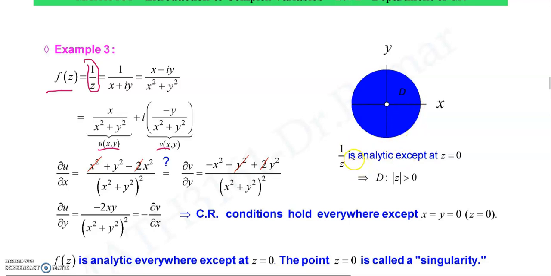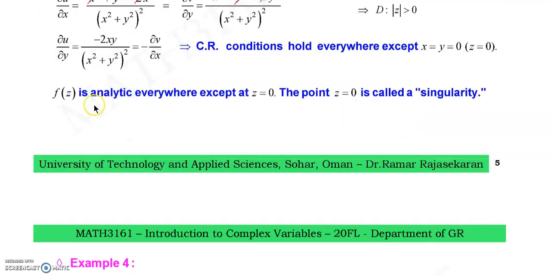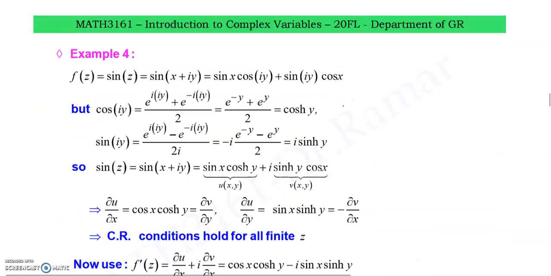See now, 1 by z is analytic except at z equal to 0. Where is it analytic? This blue color region. The function 1 over z is analytic, but at which point is it not analytic? At z equal to 0, this is not analytic. You can see in the last line, f of z is analytic everywhere except at z equal to 0. Therefore this point is called a singularity point. This point is z equal to 0. Now you see example 4. What is the function? That is f of z is equal to sin z, sin of x plus iy.